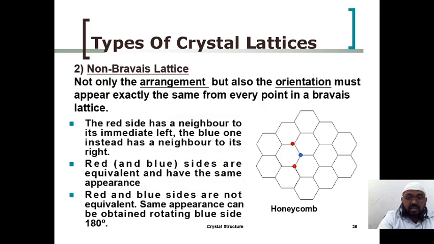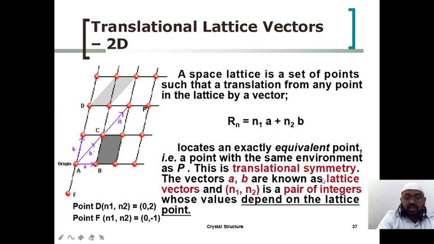Now we have taken the example of honeycomb. The honeycomb is for the non-Bravais lattices. That is how the points are arranged for non-Bravais lattices. So we took the example of honeycomb, and then we came across the translation lattice vector. Why are we studying these translation lattice vectors? That we have already learned in the last class.